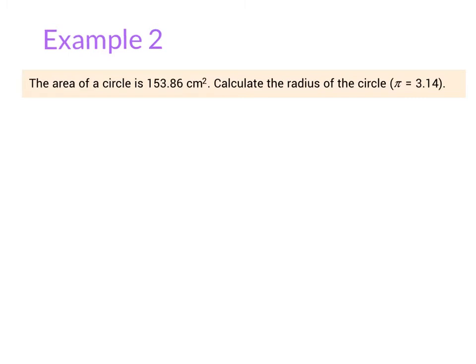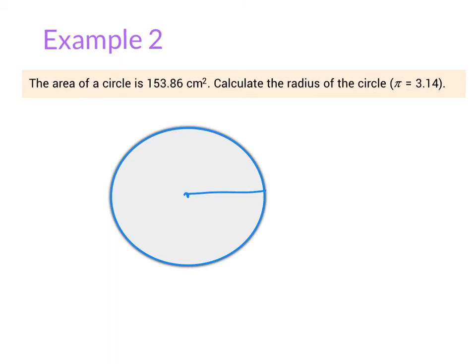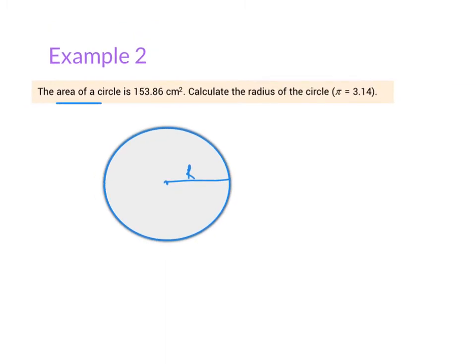Moving on to example 2 here. The area of a circle is 153.86 centimeters squared. Calculate the radius of the circle. So area of the circle means all of this in here. I'm told one piece of information. I'm not told what the radius is, but I am told that the area of a circle is 153.86.